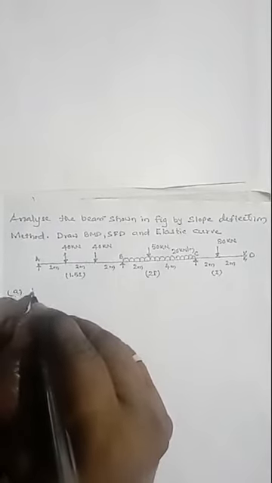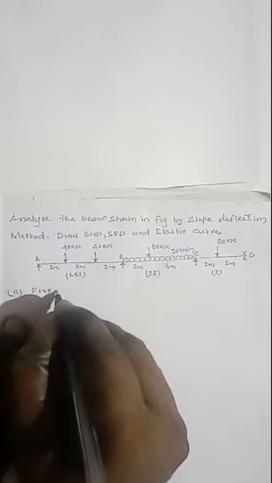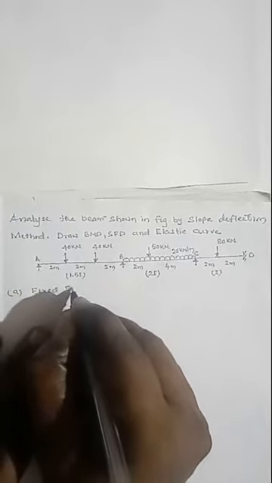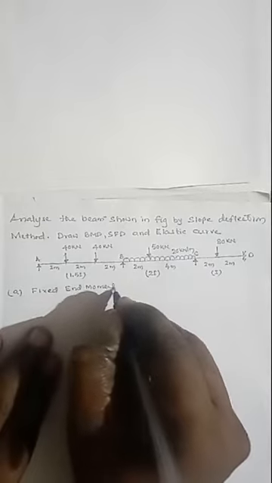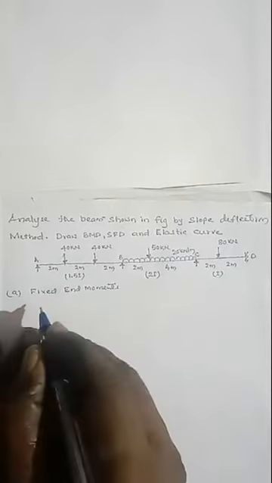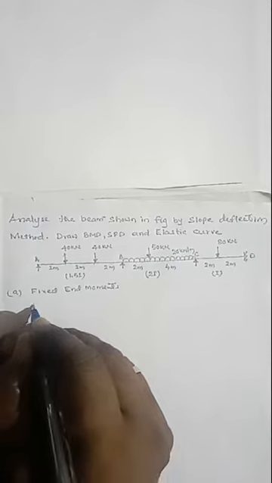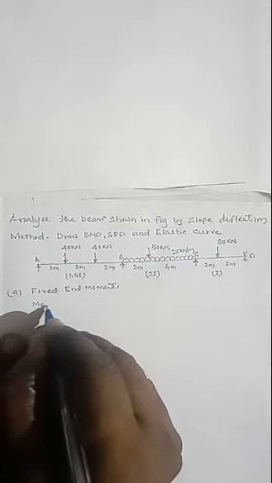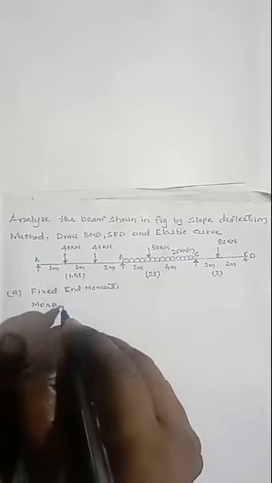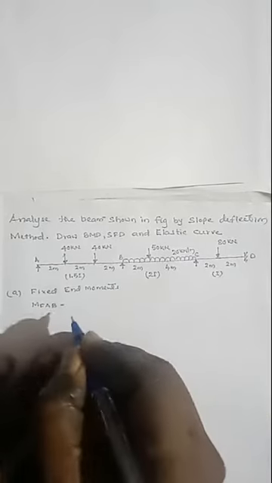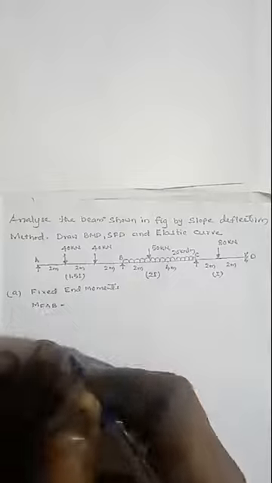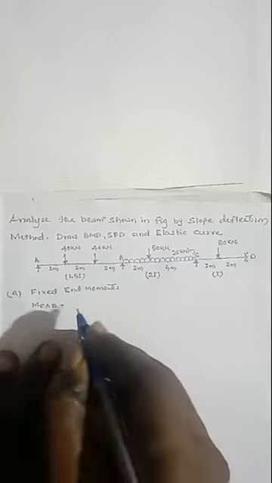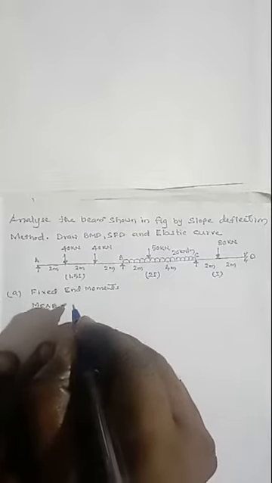First step, we have to calculate the fixed end moments. The fixed end moments for each span, we have given the formulas. For span AB you have to consider both the ends as fixed ends. Here A is supported on a simple support, but we have to consider it as the fixed end and then calculate the fixed end moment.